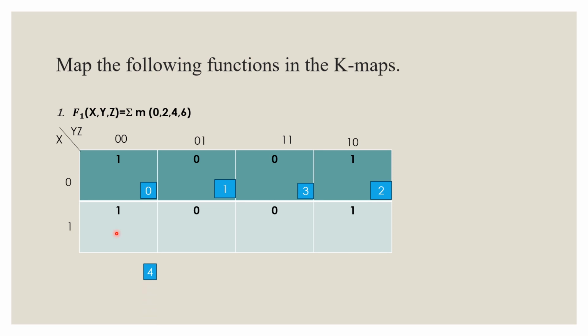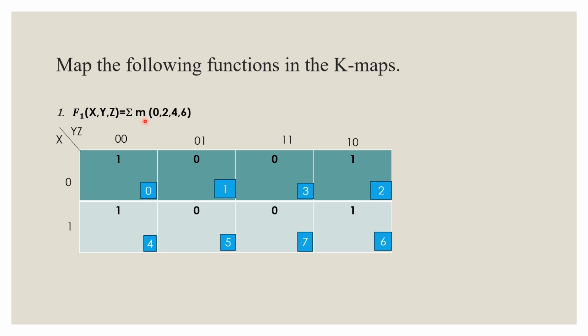Next this box 1 0 0, that means 4. Next this box 1 0 1, x is 1, y is 0, z is 1. So 1 0 1 means 5. Next 1 1 1, that means 7, and next 1 1 0, that means 6. So 0 to 7, total 8 boxes present here. Function is 0 to 46 and the representation is min term.